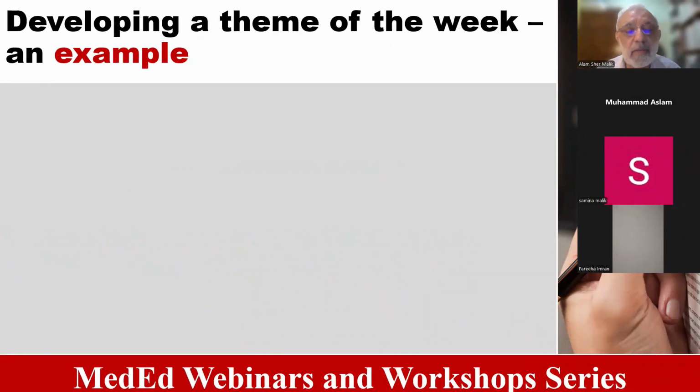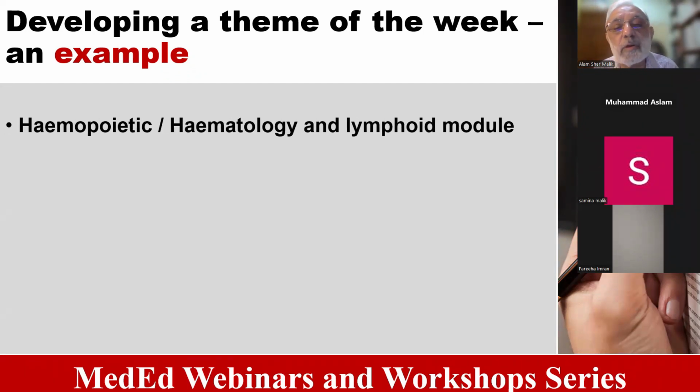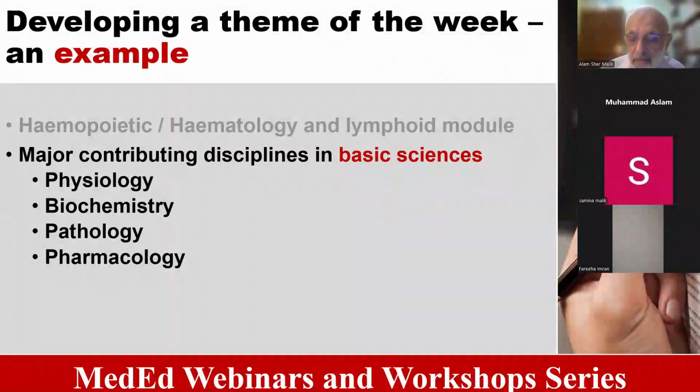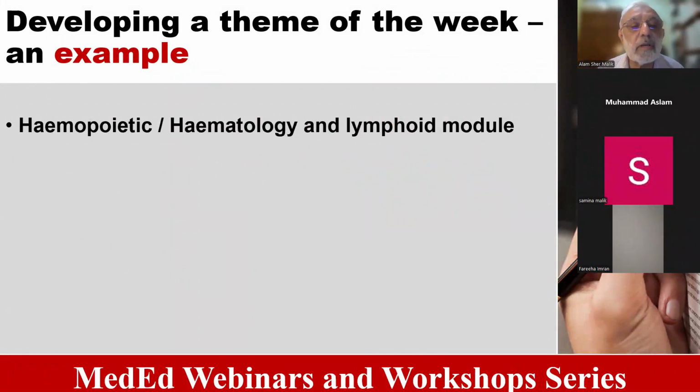I'll give an example of that, what is a theme and how do we arrive at a theme, because that would help us to understand how this level can influence the construction of our question and how it can guide us. So let's take the example of the hemopoietic, hematology and lymphoid system module in our so-called preclinical years. In this module, we see which are the major disciplines which have a major contribution.